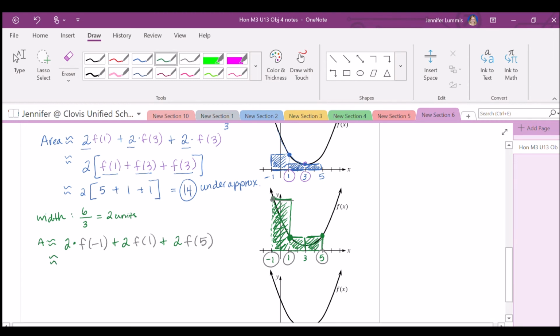So again, we want to practice factoring out that common width since they're equally spaced, which will leave only the sum of the heights. So f of -1 plus f of 1 plus f of 5, so the sum of the heights. And then we'll do our substitutions here. So f of -1 is 17, f of 1 is 5, and f of 5 is 5. So this comes out to 54, which is quite an over approximation.